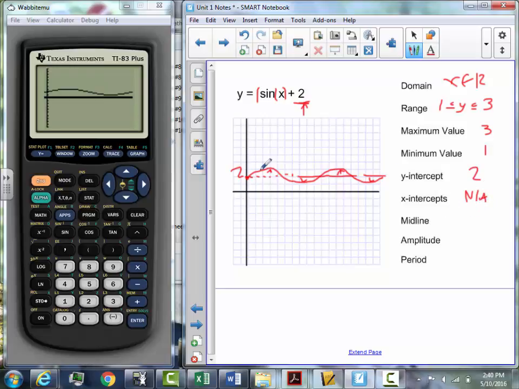Because if this is a trampoline, and this is a person bouncing up and down on a trampoline, we don't want them to hit the ground because that's bad. Right? So, yeah, bottom out. So you guys have the rest. The midline is 2, the amplitude is 1. The period, then, is back to being 360 degrees. And I can tell that because that's what it takes to go around a circle. 360 degrees.